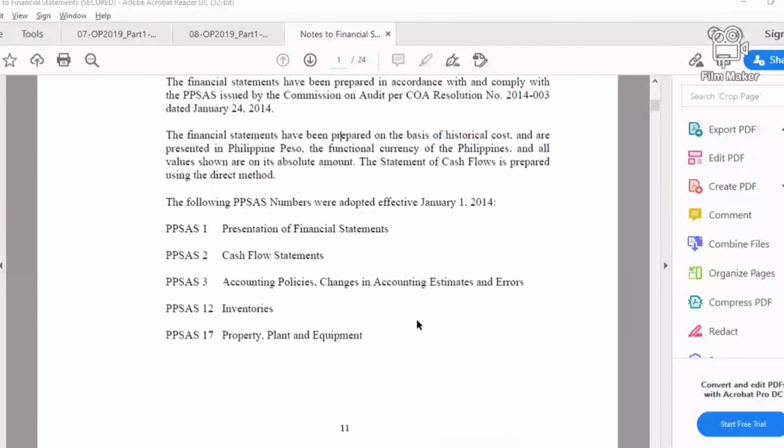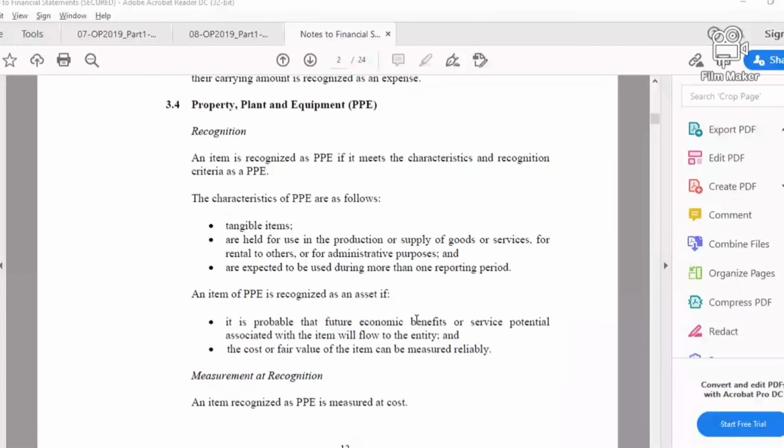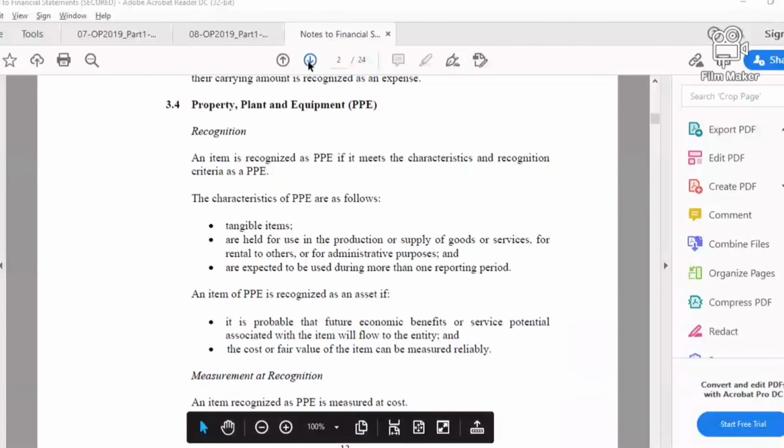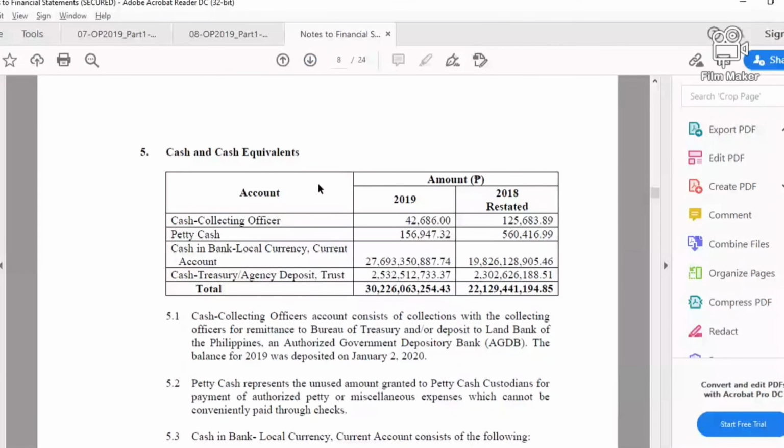presentation, nakalagay dito yung significant accounting policy. Adjustments, yan, naka-breakdown. Ano yung meron doon sa cash and cash equivalent. So, ganyan yung itsura ng notes to financial statement.